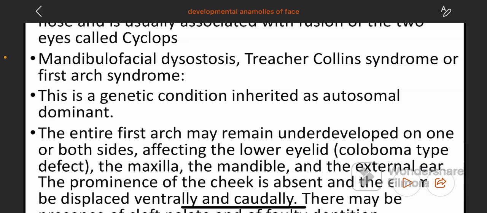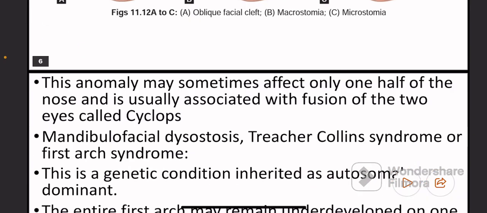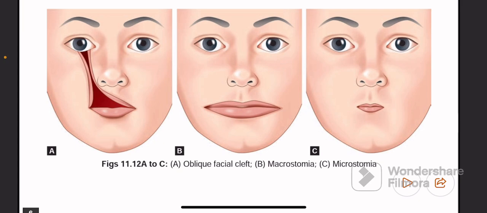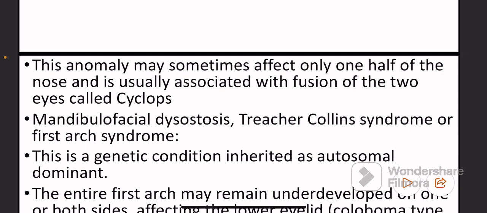Here it shows macrostomia, bigger mouth, and microstomia and oblique cleft. Okay, then another anomaly may sometimes affect only half of the nose. It is usually associated with fusion of the two eyes. The fusion of two eyes is known as cyclops.